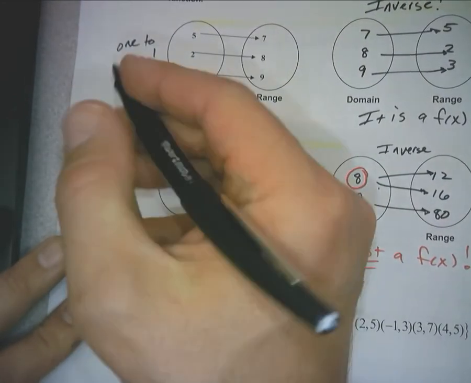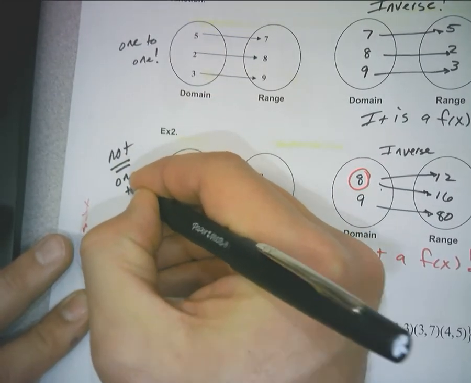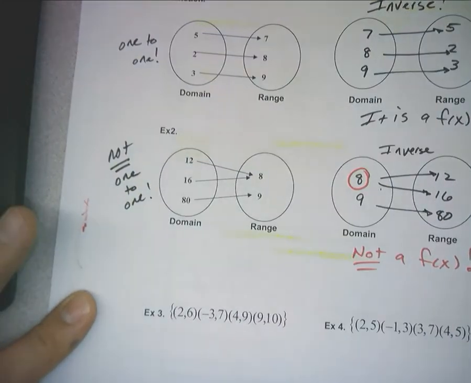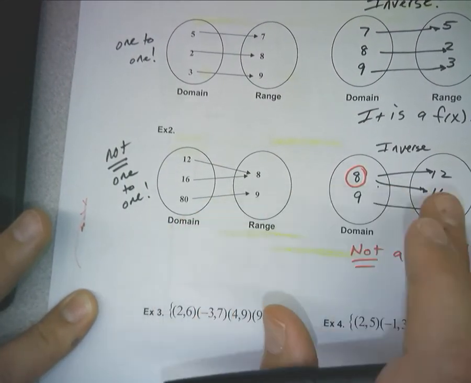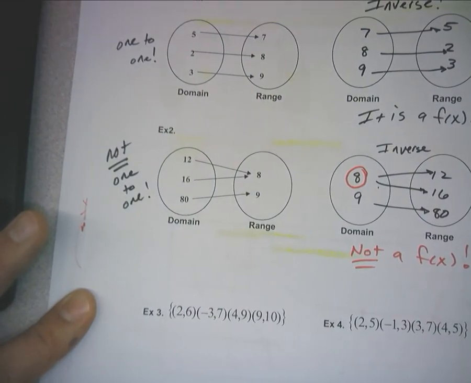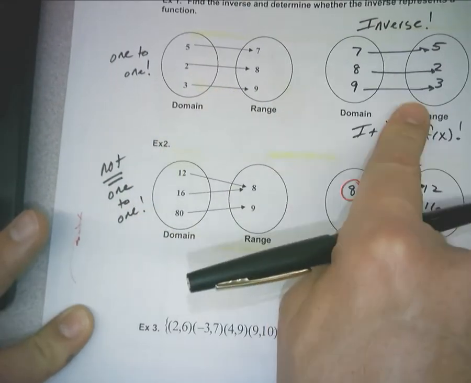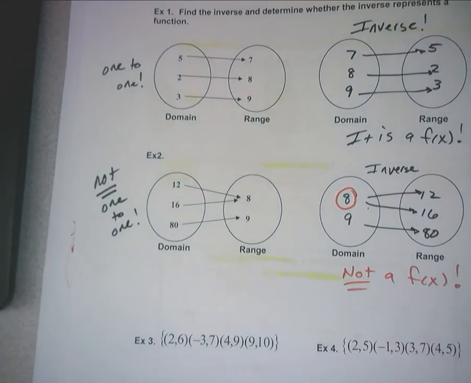This guy is not 1 to 1. Okay, and if it's not 1 to 1, it's still a function, but if it's not 1 to 1, then the inverse is not going to be a function. So fantastic, Joe. Atta boy. All right, so 1 to 1, inverse is a function, not 1 to 1, not a function for the inverse.